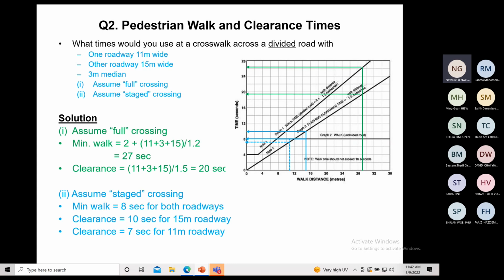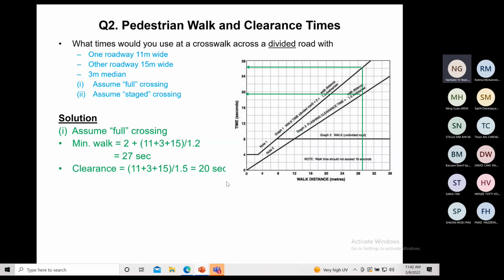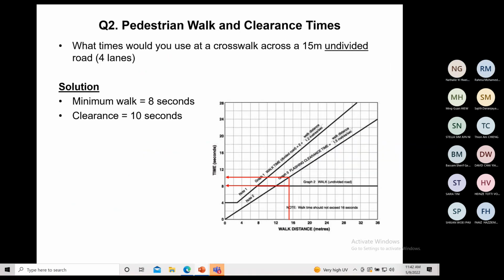So for 2A, the total time to cross is actually 8 seconds plus 10 seconds, right? 2A, the previous one. Here, yes, 8 seconds plus 10 seconds, 18 seconds.